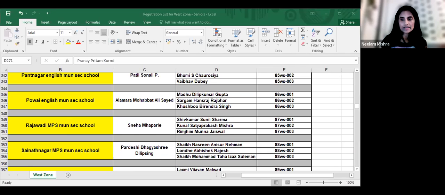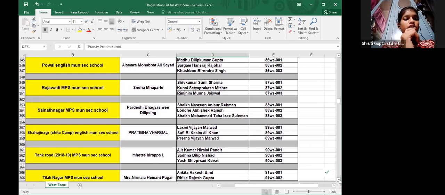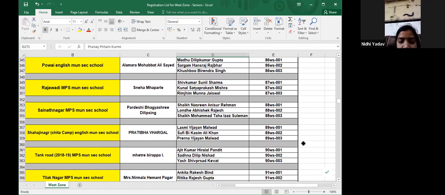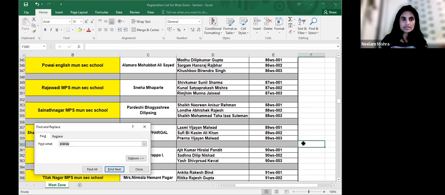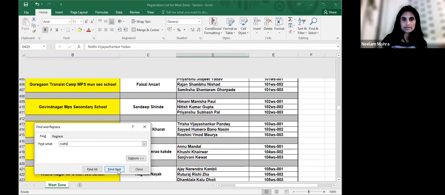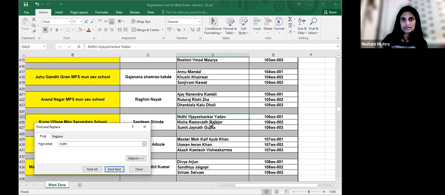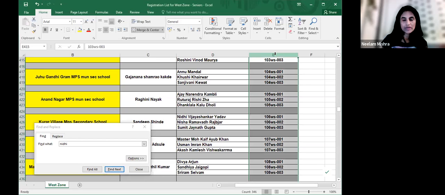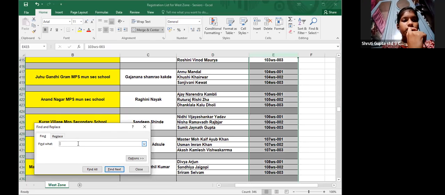Who has not got it yet? Shruti. Nidhi. Yes, I also have not got it. Let me see. Nidhi Vijay Shankar Yadav. This is the code, you can see here: 106WS001. Ma'am, yes, I got it.